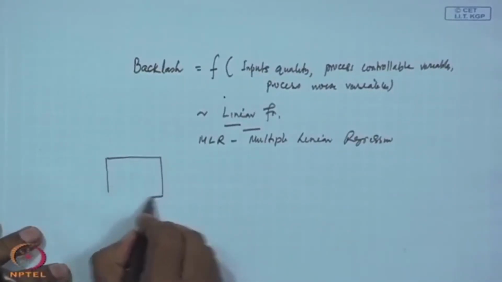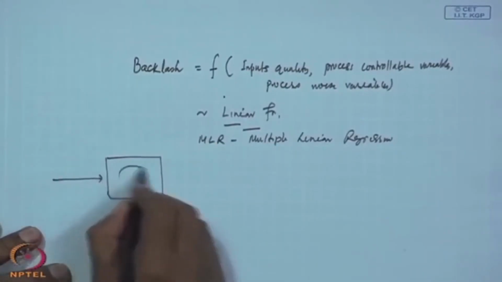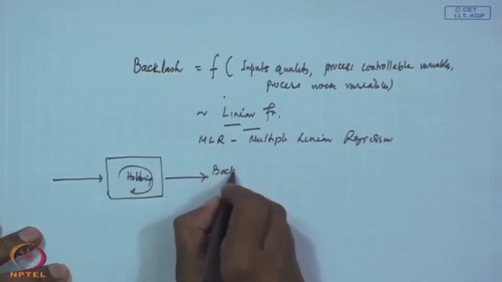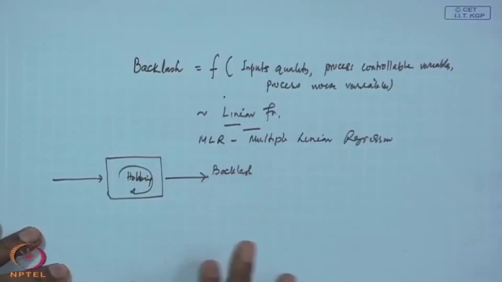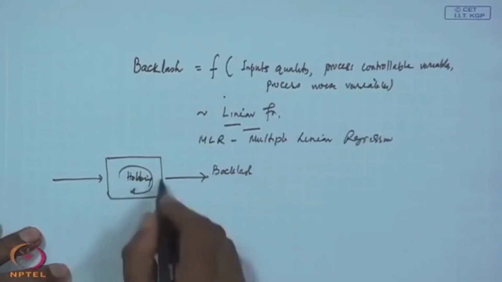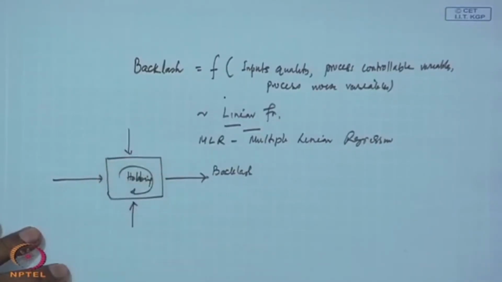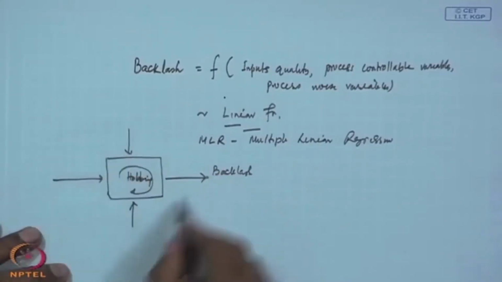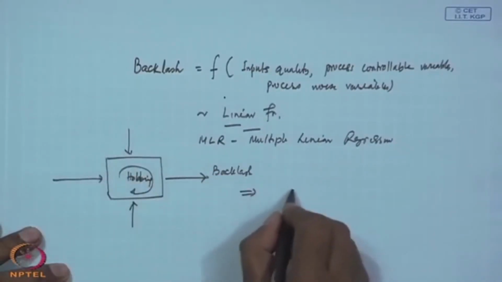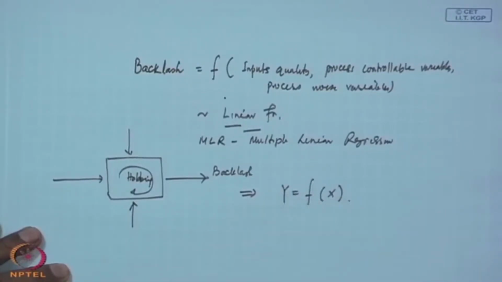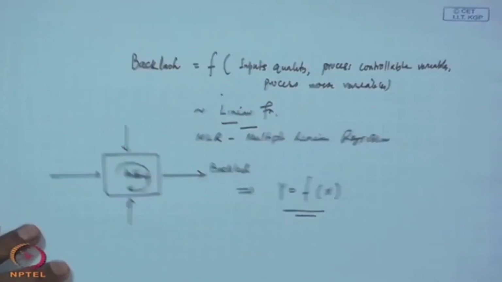to transform this hobbing process, where the quality variable at present we are considering is only backlash, although contact is another quality variable, output from the hobbing process, with controllable and uncontrollable variables. So, can this process be represented in terms of an equation? Y is a function of x. That is our sole purpose.